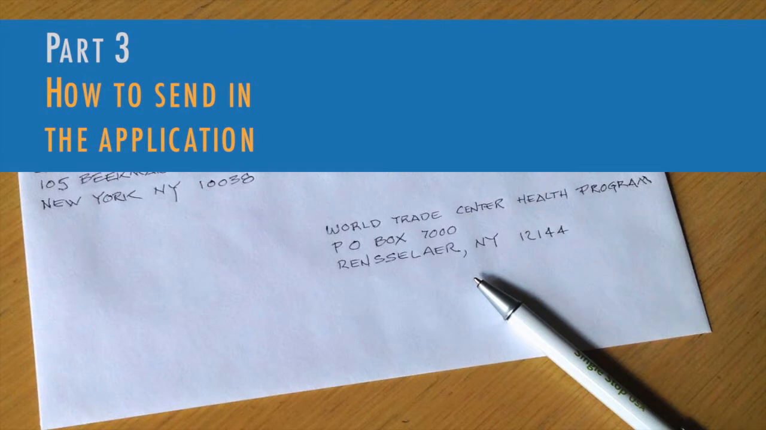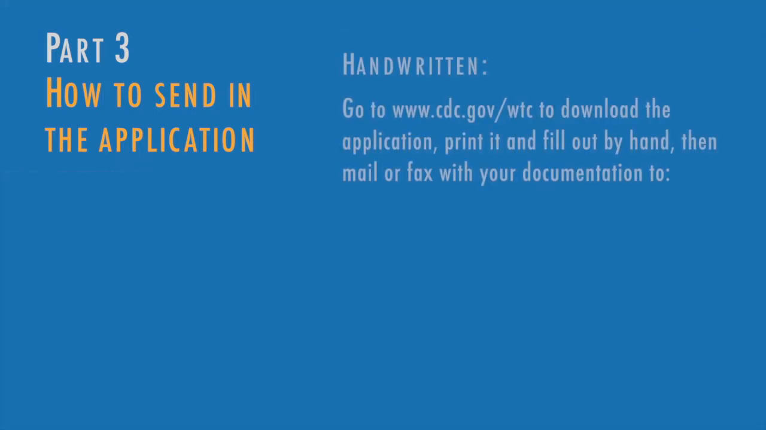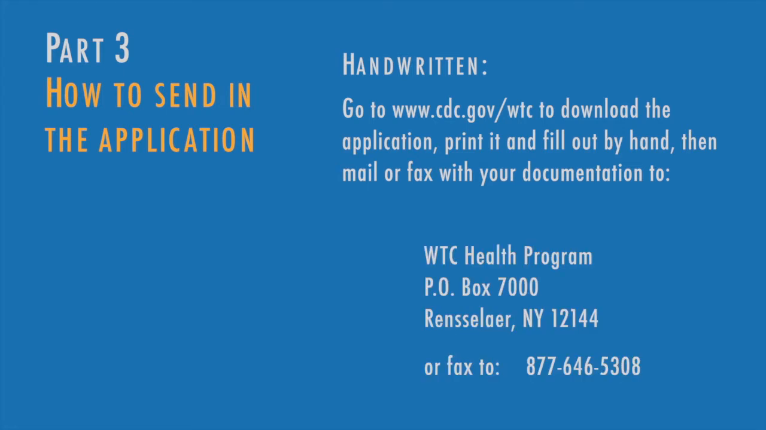Part 3. How to send in the application. You can choose from a number of different ways to do it. Handwrite it. Go to www.cdc.gov/WTC to download an application form, print it, and fill it out by hand. Then mail or fax it along with your documentation to the World Trade Center Health Program, P.O. Box 7000, Rensselaer, New York 12144, or fax to 877-646-5308.